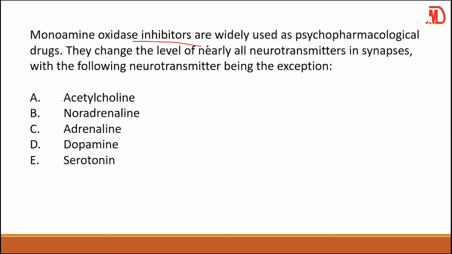Monoamine oxidase inhibitors were widely used as pharmacological drugs. They changed the level of nearly all neurotransmitters in the synapses, with the following neurotransmitter being the exception. What it means is, which one of these is not affected by monoamine oxidase inhibitors? That's what it means.